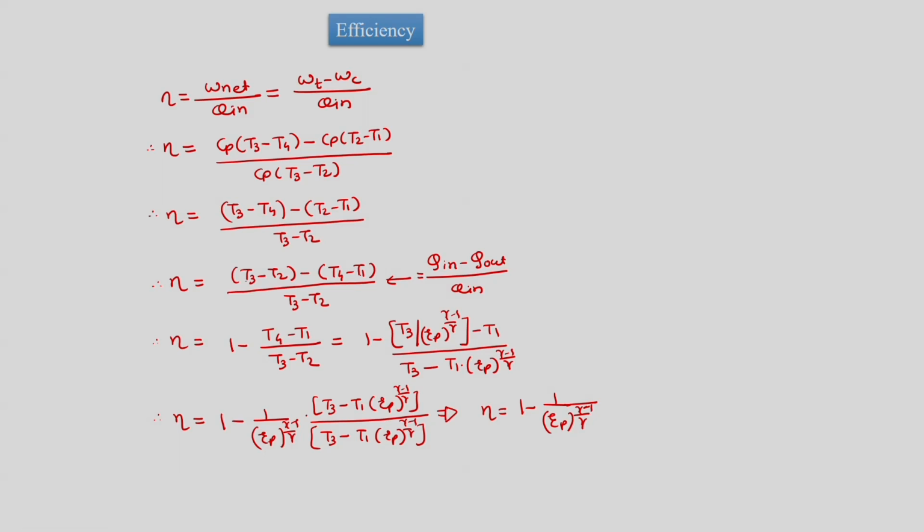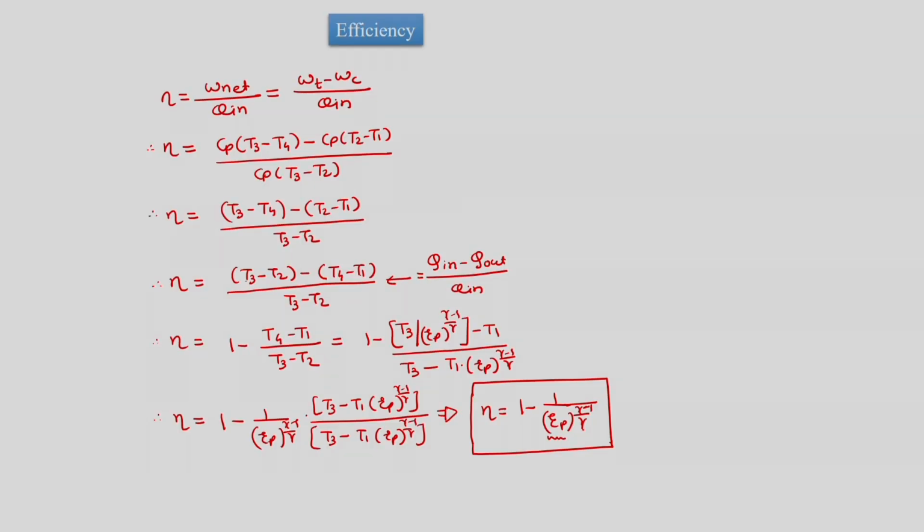So efficiency depends only upon pressure ratio for given gamma. So for a given gas, Brayton cycle efficiency depends only upon the pressure ratio, or for a given pressure ratio it depends only upon the gamma or specific heat ratio of the gas.